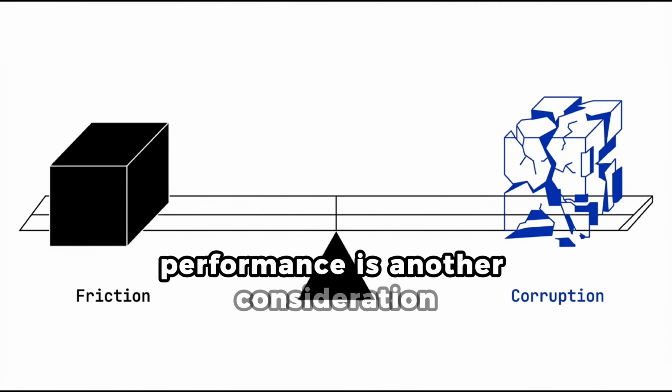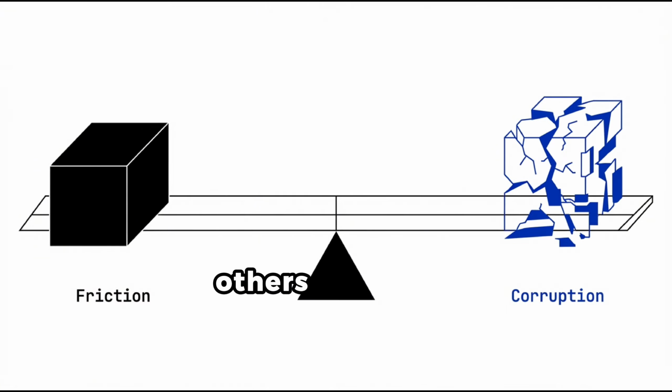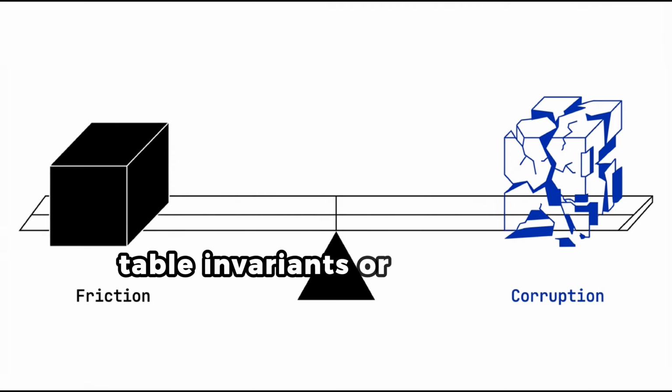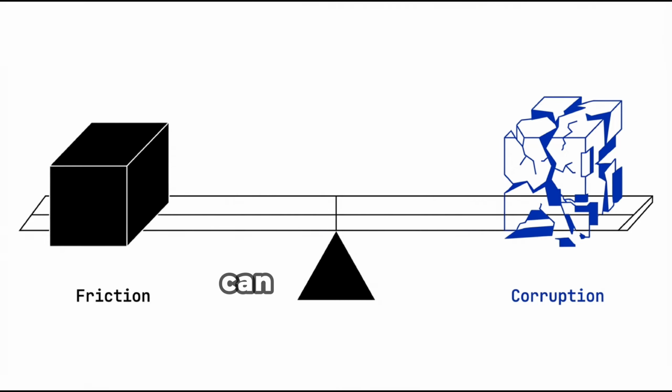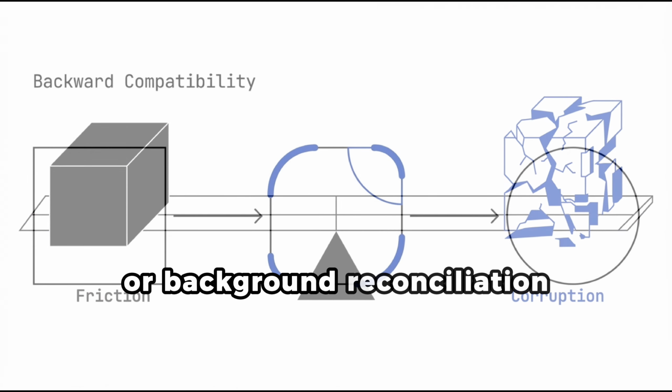Performance is another consideration. Some constraints are inexpensive to check. Others, like cross-table invariants or expensive computed checks, can slow writes or require careful indexing or background reconciliation.